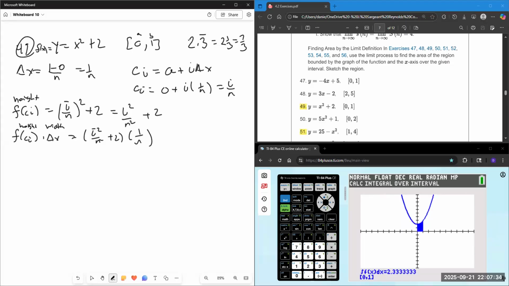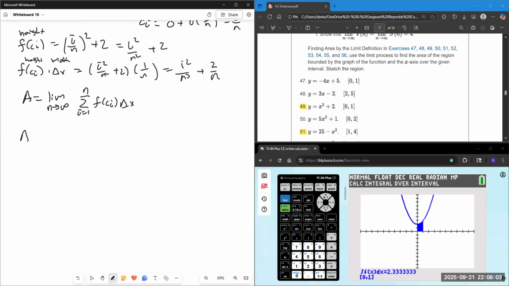Delta x is 1 over n. So this is i squared over n cubed plus 2 over n. So this is the inside of my summation here. My formula is going to say A is equal to the limit as n goes to infinity of the summation i equals 1 to n of f of c_i delta x. I found the f of c_i delta x. I just need to stick it into this formula. A is equal to the limit as n goes to infinity, summation i equals 1 to n of all this that I just found, i squared over n cubed plus 2 over n.